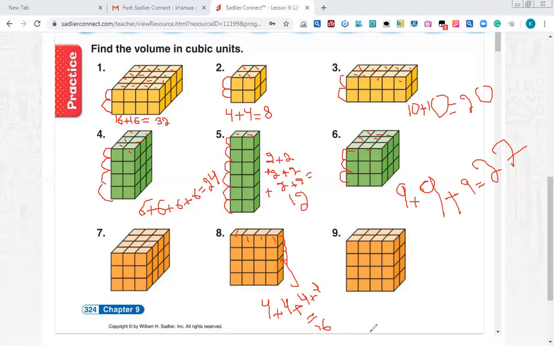So how can we find the volume? First step, you have to count how many cubes you have in the top layer. Then count how many layers you have. For example, if you have 4 in the top layer and you have 2 layers, that means you write 4 two times. That means 4 plus 4 equals 8. If you have 16 in the top layer and you have 2 layers, that means you have 16 in the first layer and 16 in the second layer. So 16 plus 16 equals 32. Okay? So that's all about the volume.